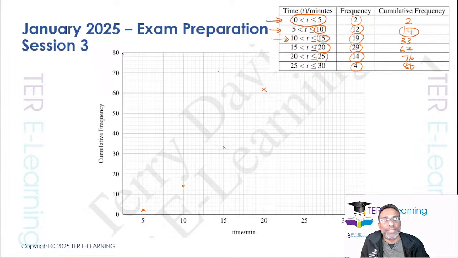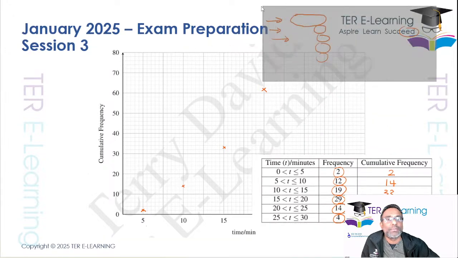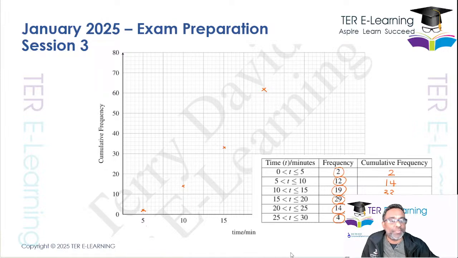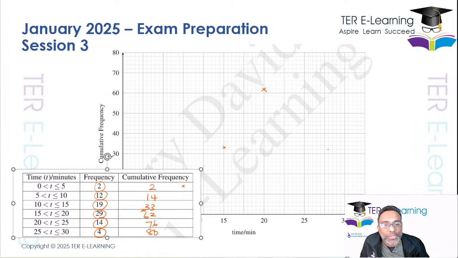So 25. Okay, so I'm running out of space, right? Hold on. I need to shift back the table a little bit. Right, so what's the last one I plotted here? 20 against 62. Then we have 25 against 76. So 25 against 76 will be 70, 72, 74. That's here. And the last one is going to be 30 against 80, right?